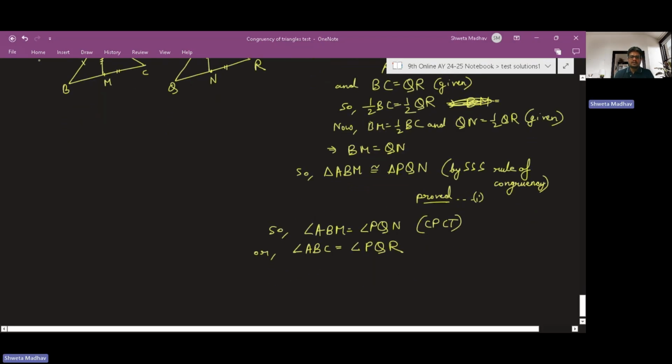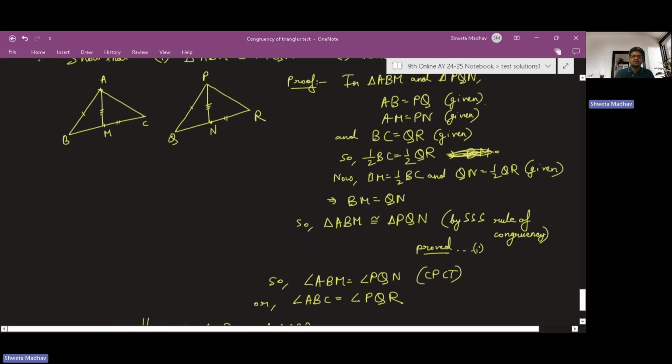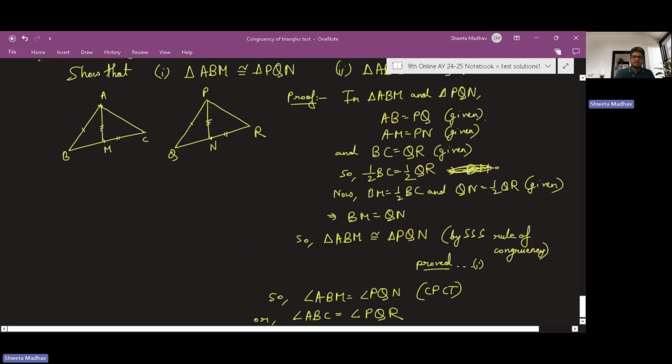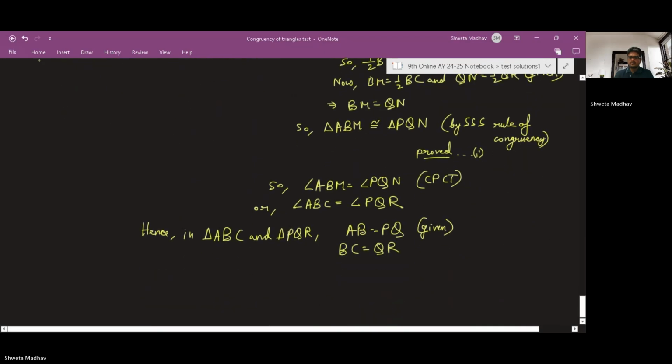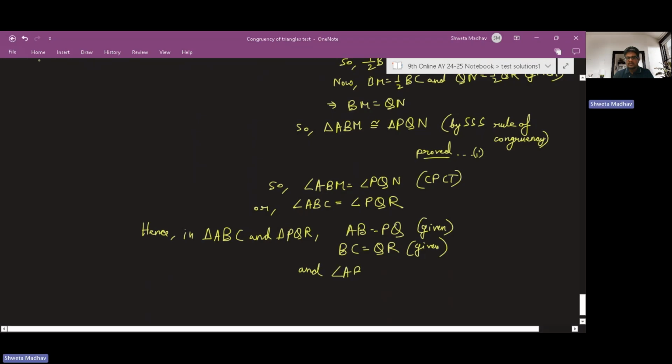Now in triangle ABC and triangle PQR, we can see that AB is equal to PQ, which is given, and BC is equal to QR, which is also given. And angle ABC is equal to angle PQR, which is proved above.